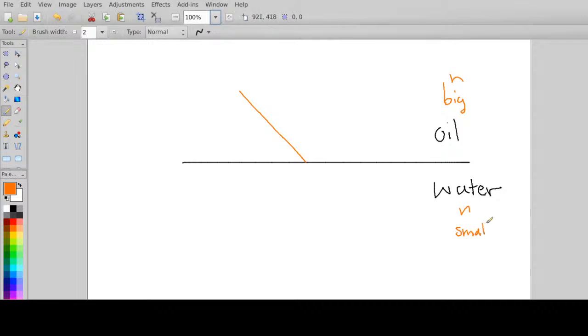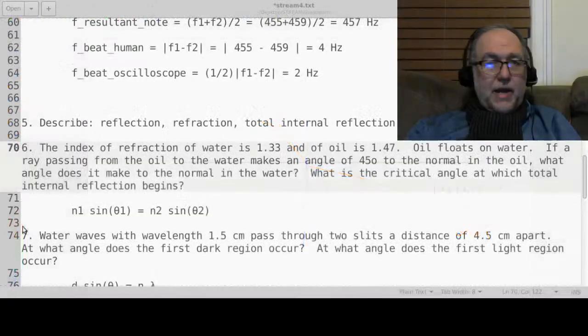In the small region, it bends away from the normal. The normal, let's do the normal in blue, is where the ray impinges there. Going straight through would be no change at all. Bending away from the normal means that it's going to bend at a steeper angle. I'd say that this angle over here is 45 degrees, and I ask, what's this angle down here?